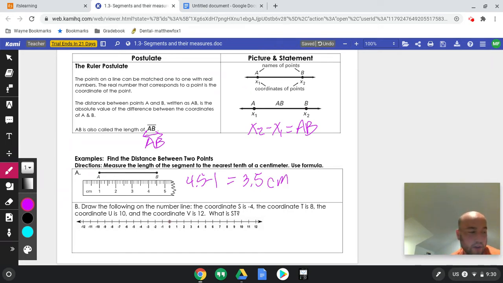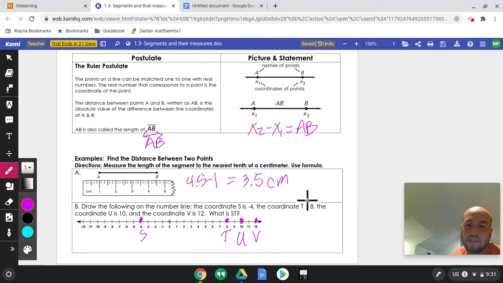Okay, so now on this next one here, it says draw the following on the number line. The coordinate S is at -4. So we go here to -4, and we put S. The coordinate T is at 8. So there's T. Coordinate U is at 10. And then the coordinate V is at 12.